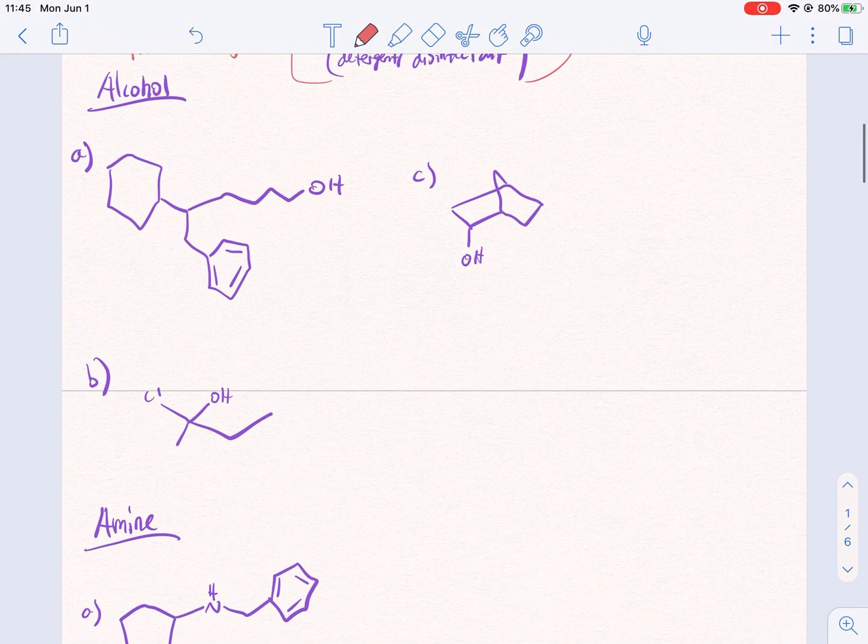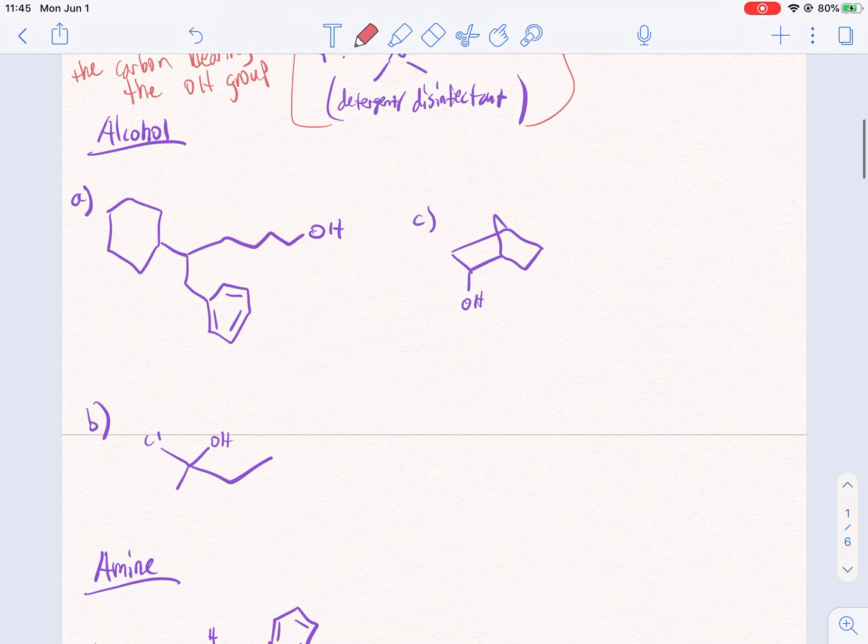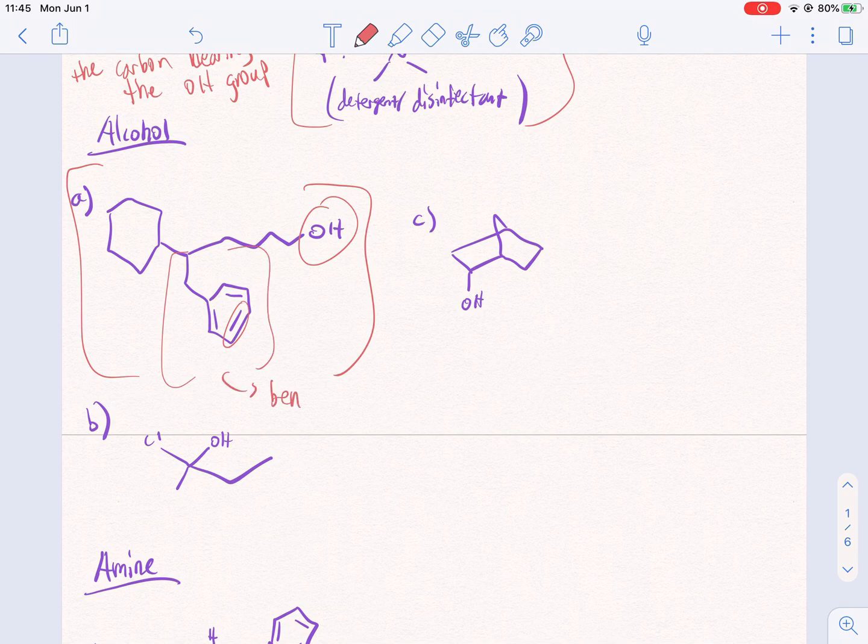Okay, let's identify the functional groups here. We have an alcohol. We have an alkene. We have a benzene ring here. Don't worry about benzene right yet. Well, not benzene. Benzyl, but that'll come up. Alcohol, this has alkanes, it doesn't matter.